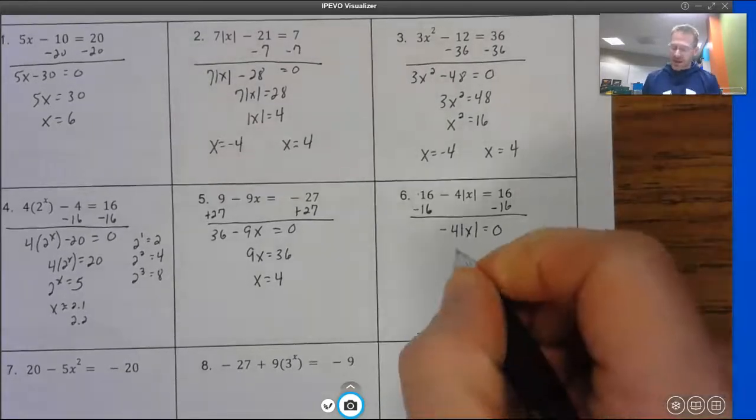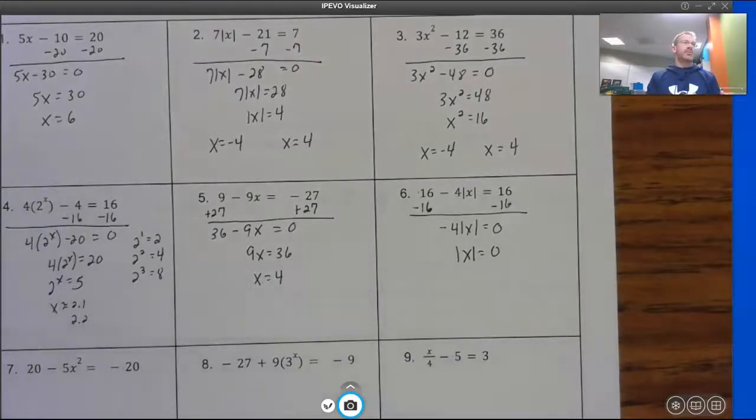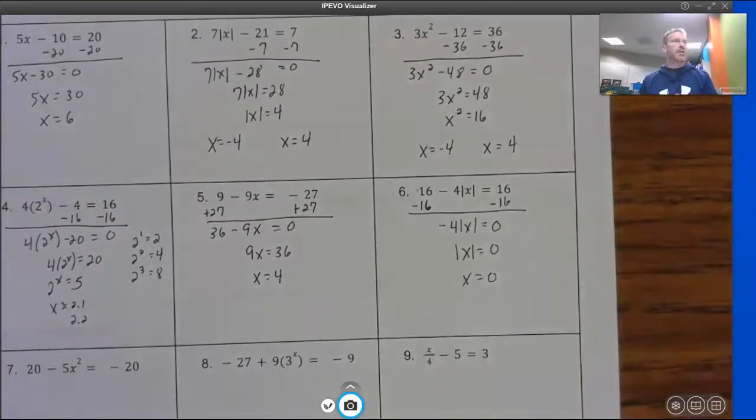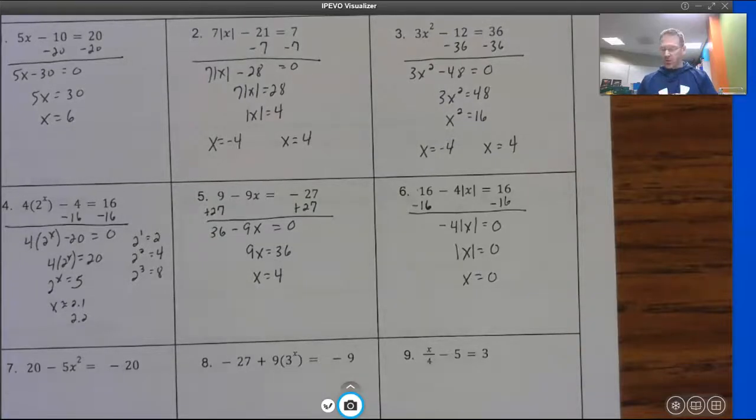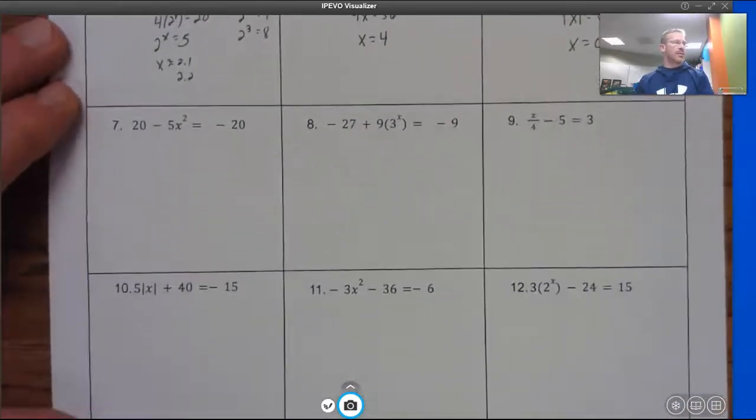So the absolute value of x is equal to 0. Well, what's the only number that has an absolute value of 0? And well, that would be just 0. So in this case, we only get one solution. All right, moving on to problem 7.